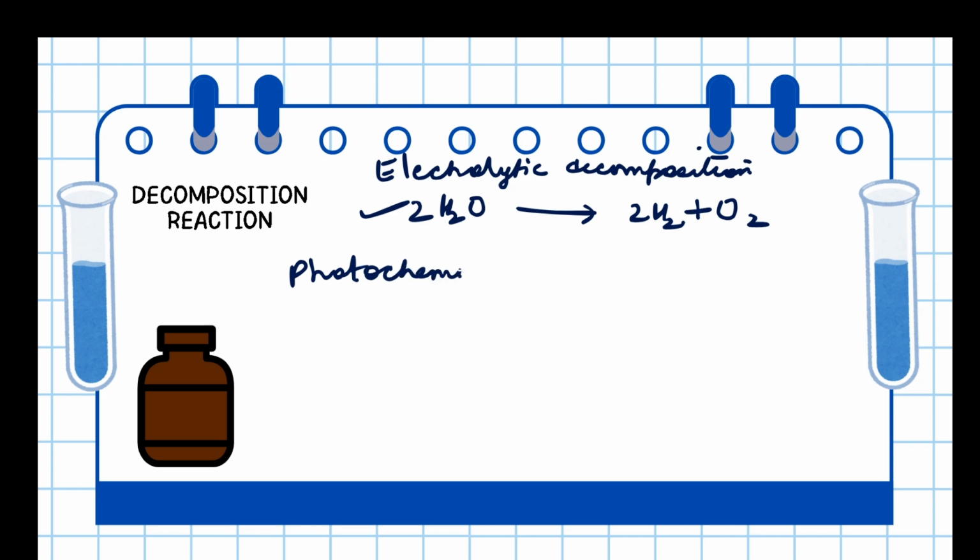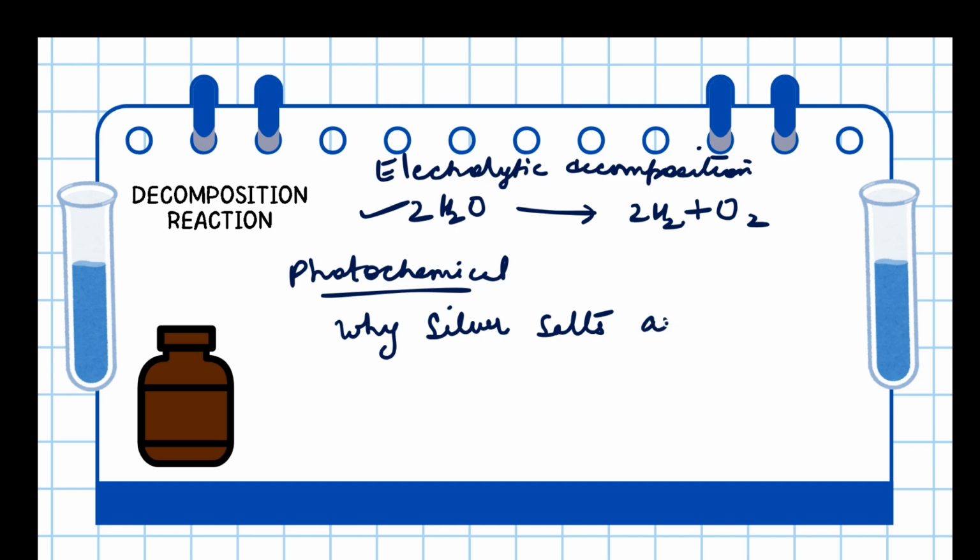And lastly, we have photochemical. Photochemical means it will be brought about in the presence of light. So you will remember that at times a give reason question comes, and it is asked that why silver salts are kept in dark colored reagent bottles. Very important question for the exam.